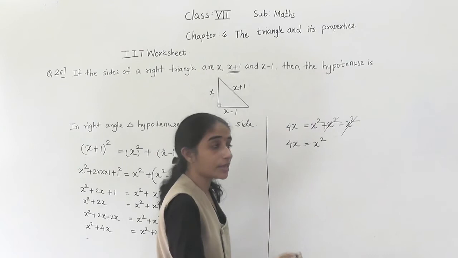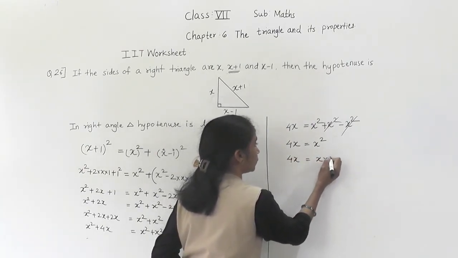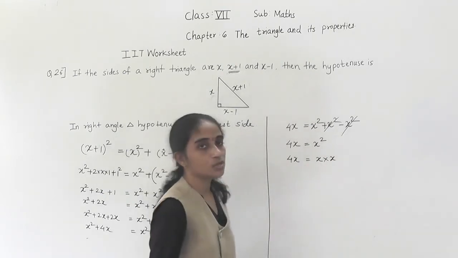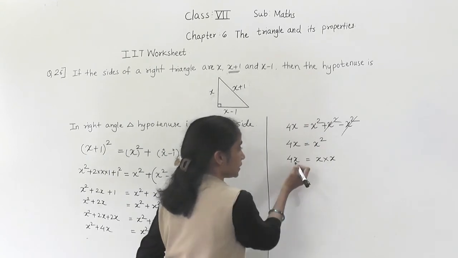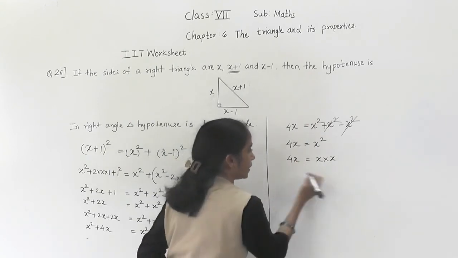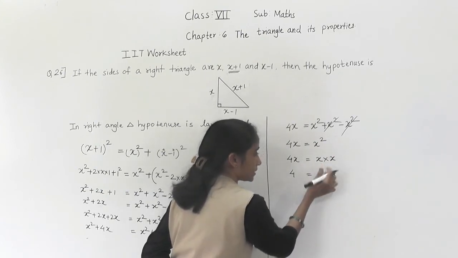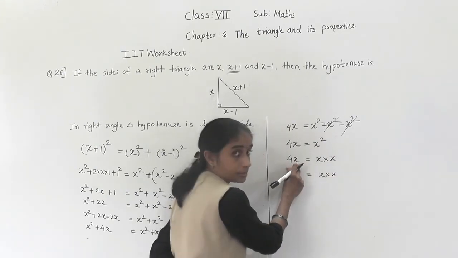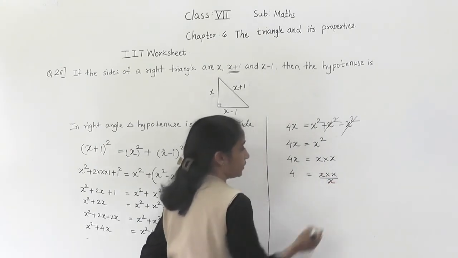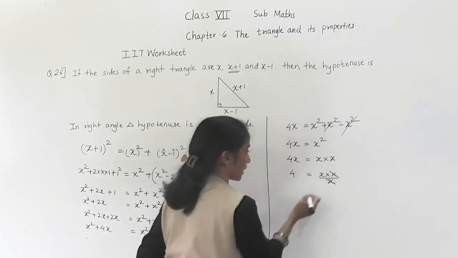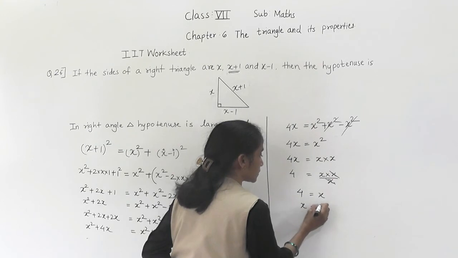X square means what? X into x. See, 4x is equal to x into x. Now x into x, see, this x is here multiplied. If we transfer to that side, then it will become divide. So x into x as it is, and this multiple x is here multiplied. If we transfer to this side, then it will become divide. So these x and these x get cancelled. So what we got? X is equal to 4.